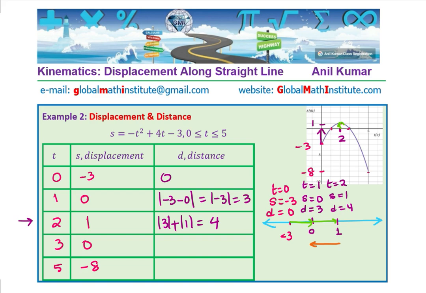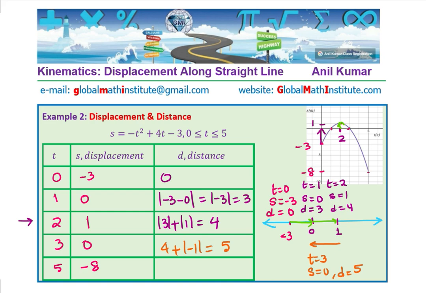It's coming back to 0 at t equals 3. So at this time, displacement is 0 and the distance is, you added one more unit. Do you see that? You added 1 more meter to your distance and it became 5. So distance keeps on adding, right?